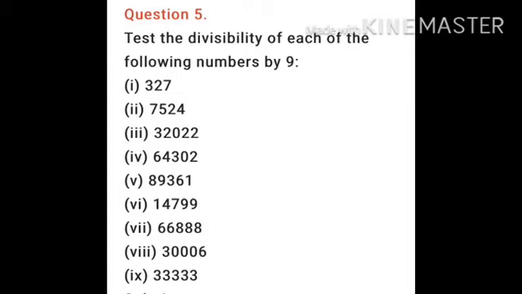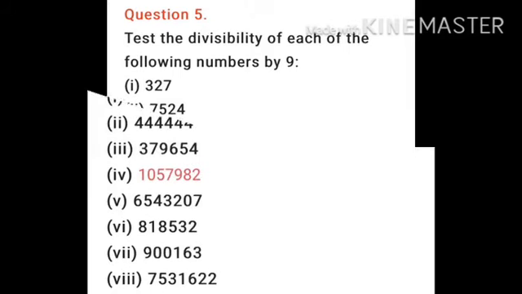Now I will solve one more part, that is part 9, 33,333. Add up the digits, 3 plus 3 plus 3 plus 3 plus 3. So this is 15. Is 15 divisible by 9? No. So the entire number 33,333 is not divisible by 9.